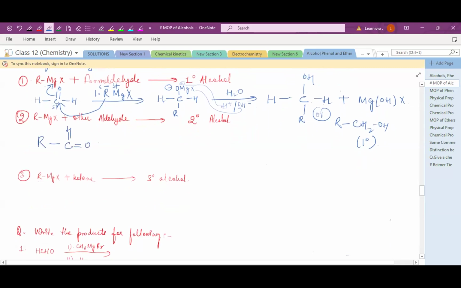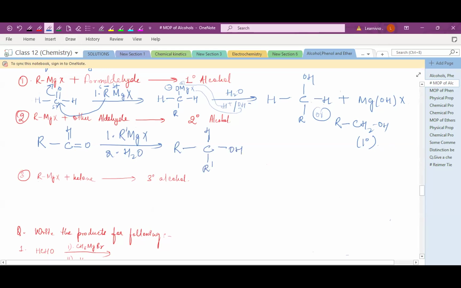Similarly, in the second case, when you take an aldehyde other than formaldehyde, RCHO, and treat it with the Grignard reagent followed by hydrolysis, I'm not writing the whole mechanism, you know the mechanism. It is very simple. I'm just writing the reagent: first step RMgX followed by hydrolysis. Here an R group was already there, so I'm writing R dash to avoid confusion. So it will be R, C, H, R dash, and you will get OH over here.